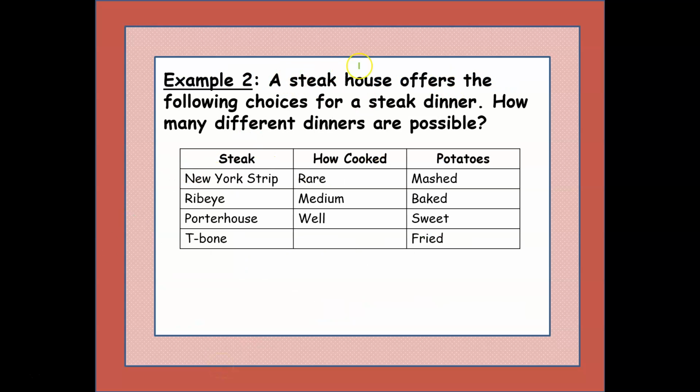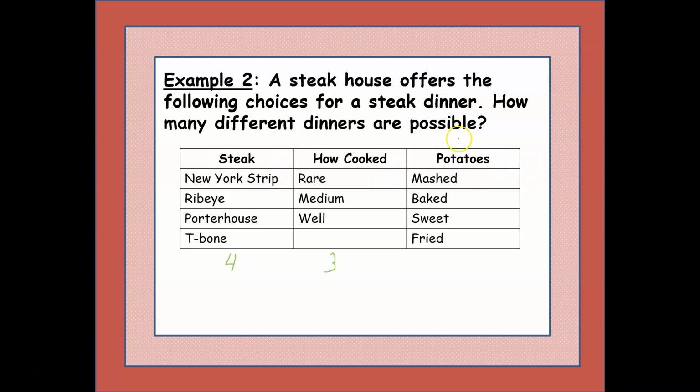Example number 2. A steakhouse offers the following choices for a steak dinner. How many different dinners are possible? Our first option is our steak. We have 4 different types of steaks that we can choose from. Then we have how they are prepared. You can choose rare, medium, or well. So we have 3 ways that they are cooked.